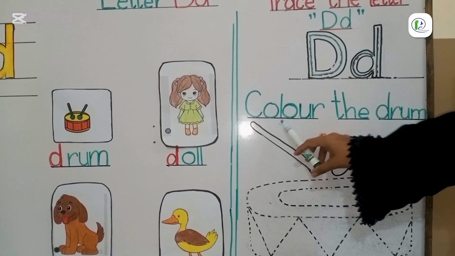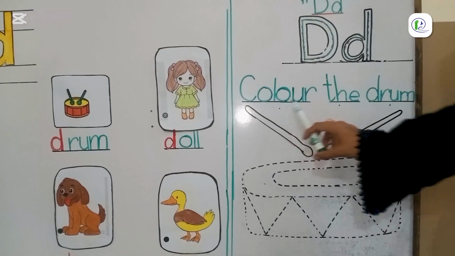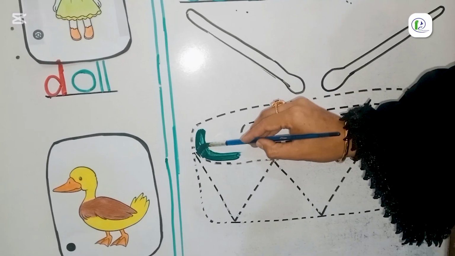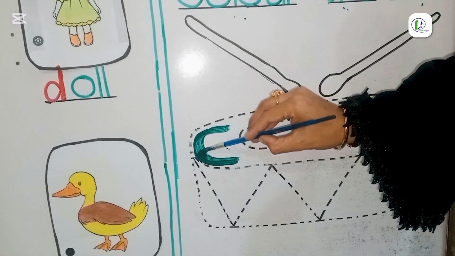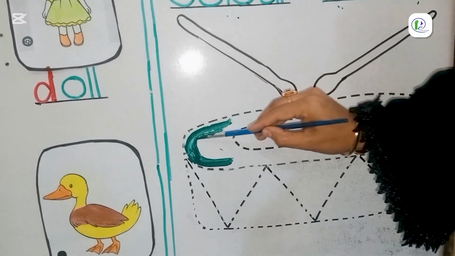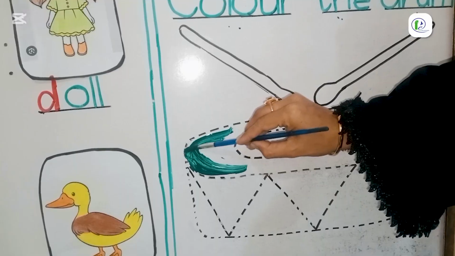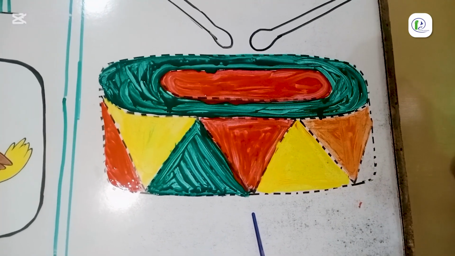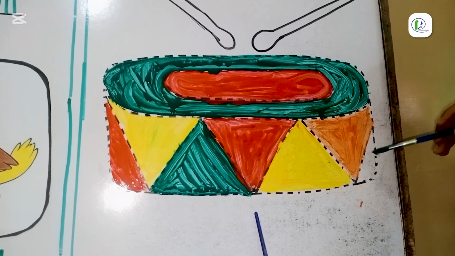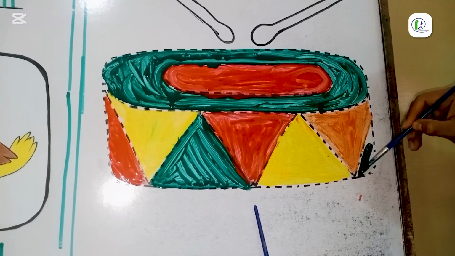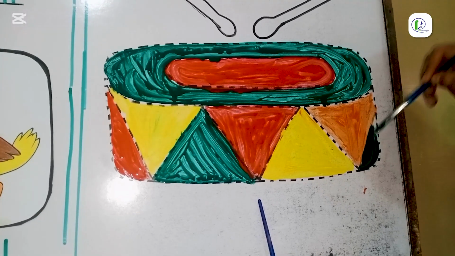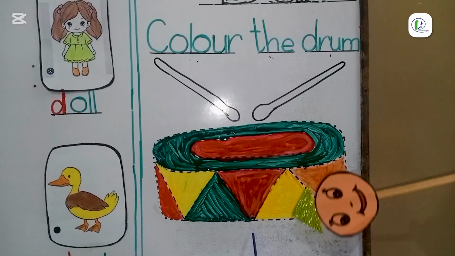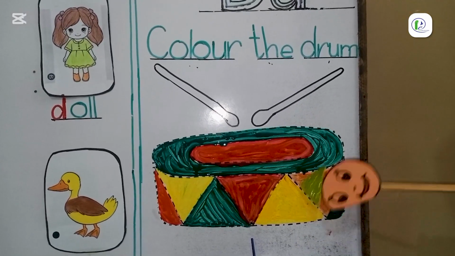Now next is color the drum. Start coloring with me. Color the drum. No outside, no white portion. Okay. Be neat and clean. Now at the end we are doing green color on the drum like that. Okay. You can see we have done the coloring.